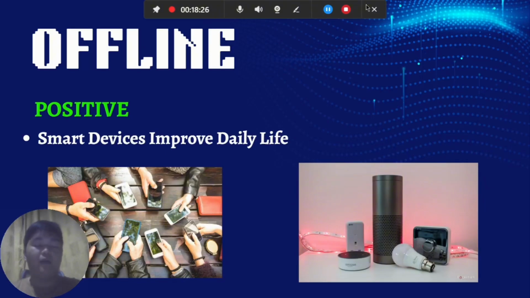Another is that smart devices improve daily life. Devices such as smartphones, our GPS on our devices, and smart home systems make daily tasks more convenient and efficient. Very self-explanatory, as I have already stated, smart devices or technology already helps us communicate with other people way faster and way more efficiently. And even our smart home systems also help us in our day-to-day lives. So that is another positive impact offline.